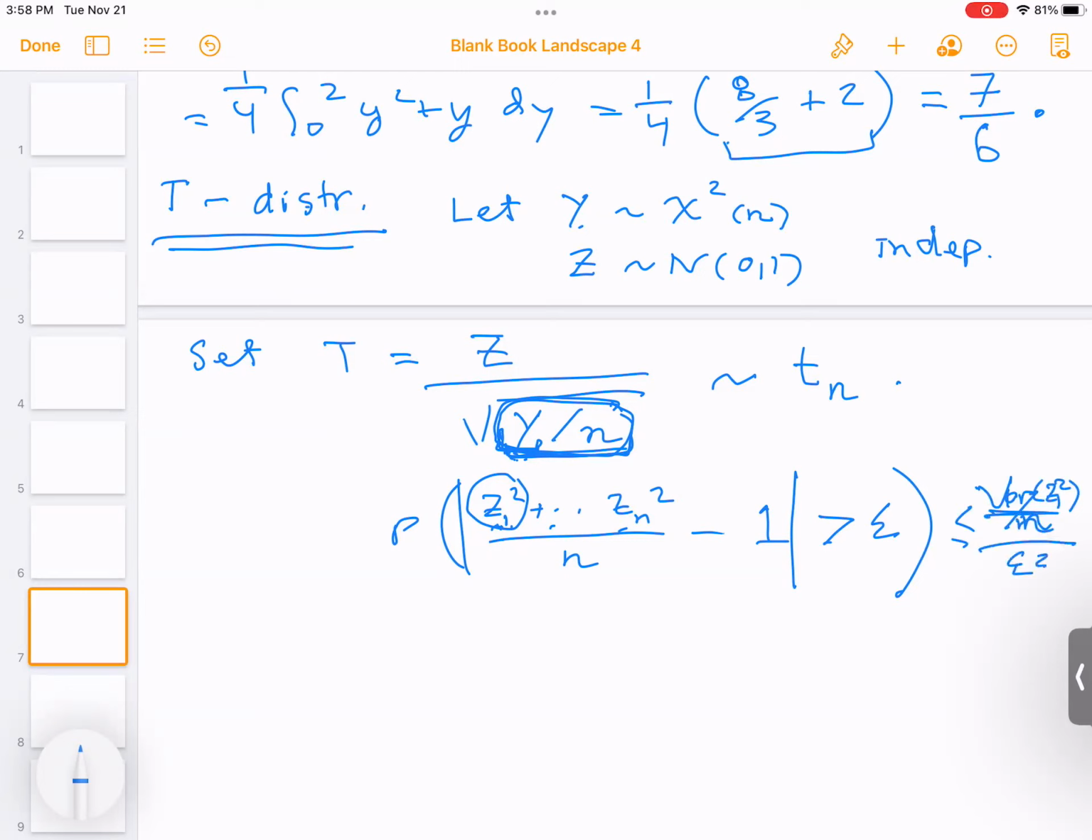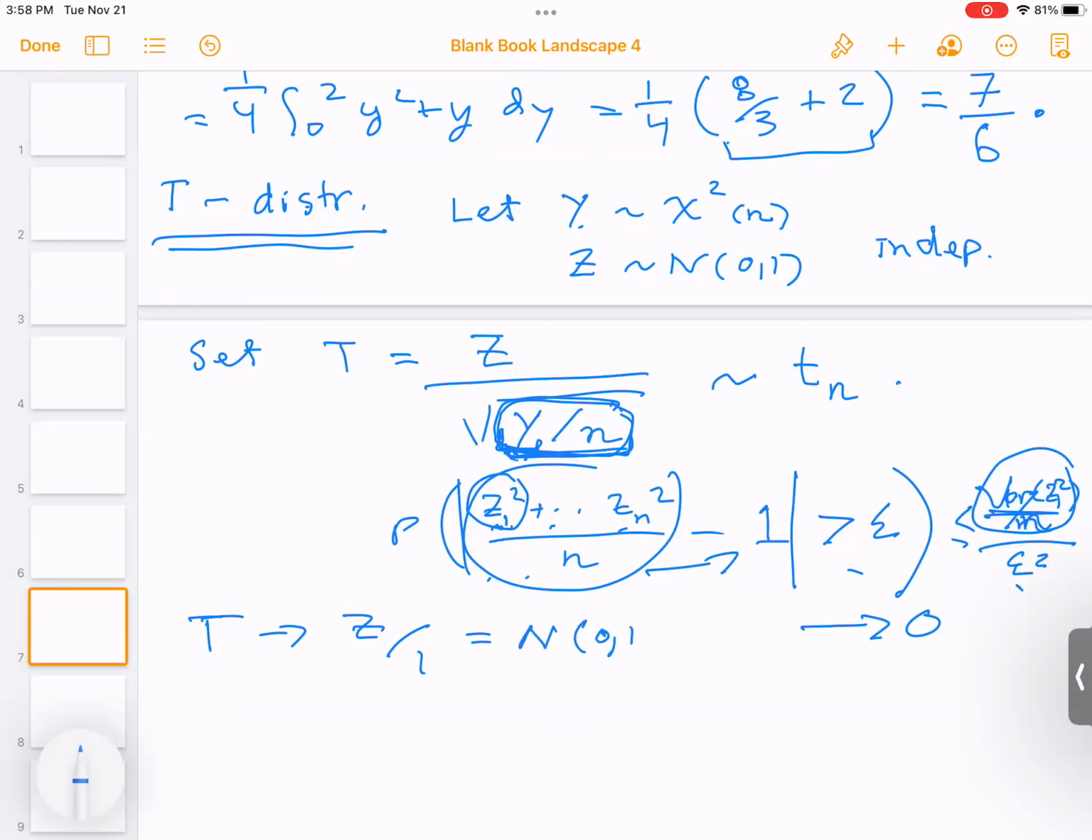over epsilon squared. But if n is really big and the variance is finite, this goes to 0. It doesn't matter how small epsilon is, it still goes to 0. So the denominator goes to 1, and t goes to z over 1, which is z, standard normal. It's true that as the degrees of freedom increase, t approaches the standard normal.